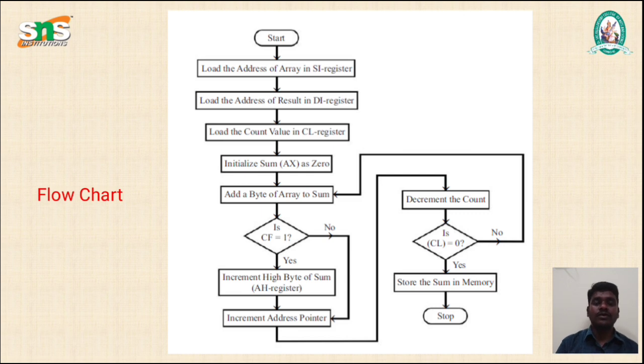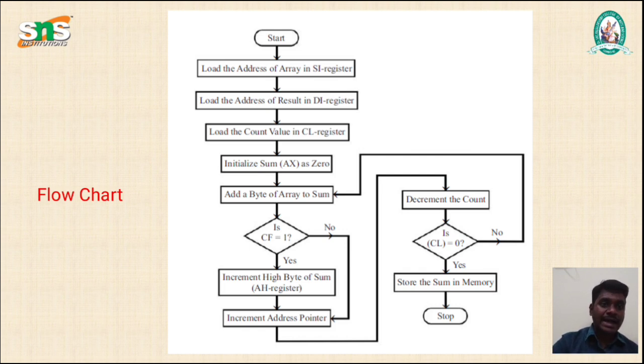So this is a flowchart for the sum of an array assembly language program. First step is start. Then, as I said in the algorithm, it follows this flowchart. First load the address of the array in the SI register. Then the result address is stored in the DI register. Load the count value in the CL register, and next initially the sum AX is 0.